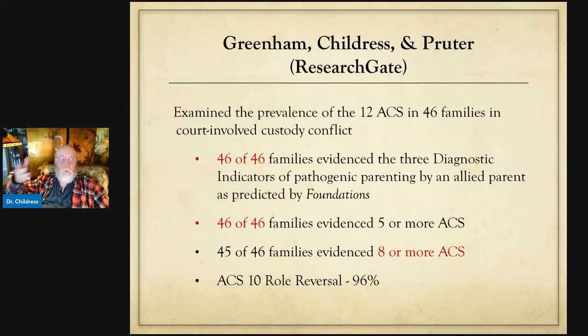In the research, Greenham, Childers, and Pruder, based on Dorsey Pruder's custody resolution method data set, looked at the prevalence of the 12 ACS in 46 court-involved families. All 46 families had the three diagnostic indicators that I describe in Foundations. All of them had five or more of the ACS. 45 of the 46 families had eight or more of the ACS. And ACS 10, the role reversal, was found in 96% of families. So you're going to find it. And I bet if you did clinical interviews, you'd find it in 100% of the families.